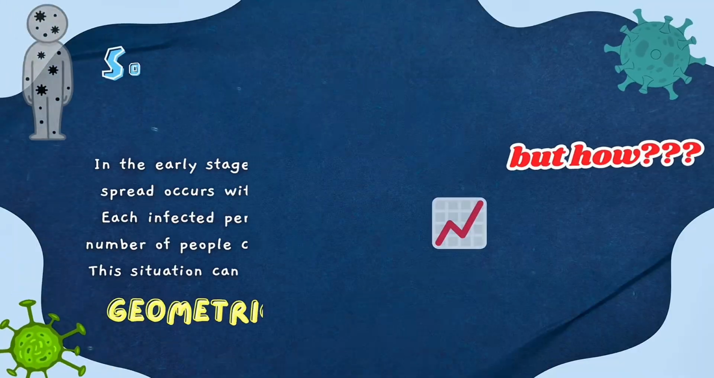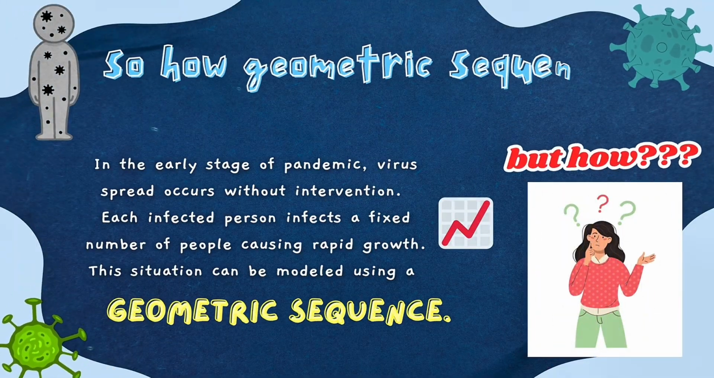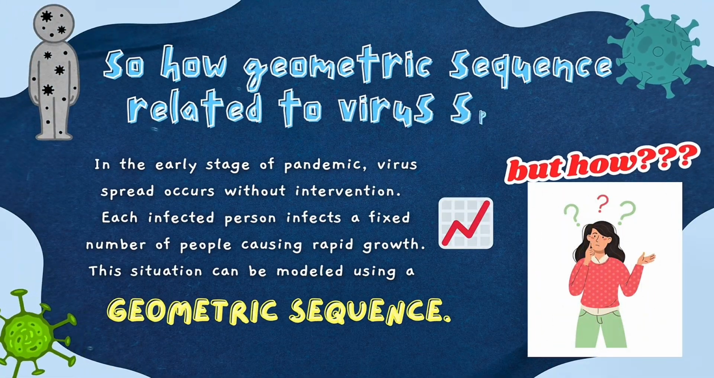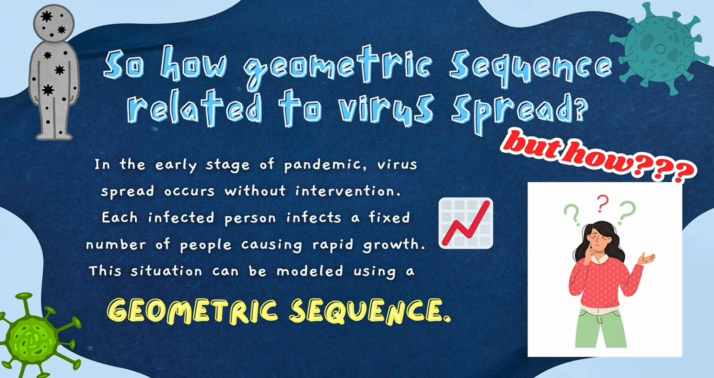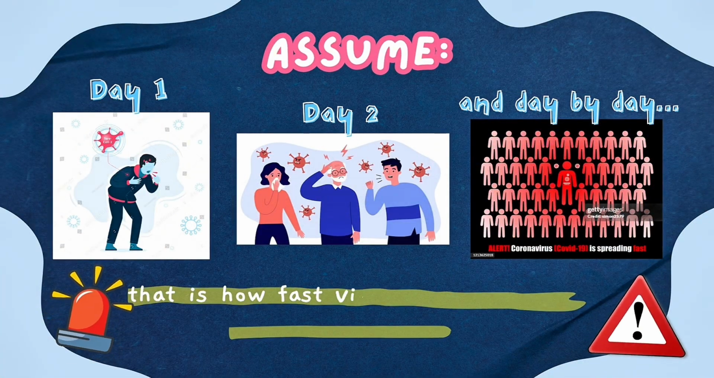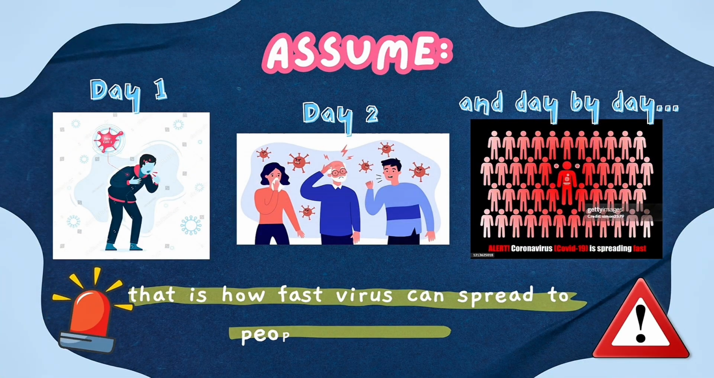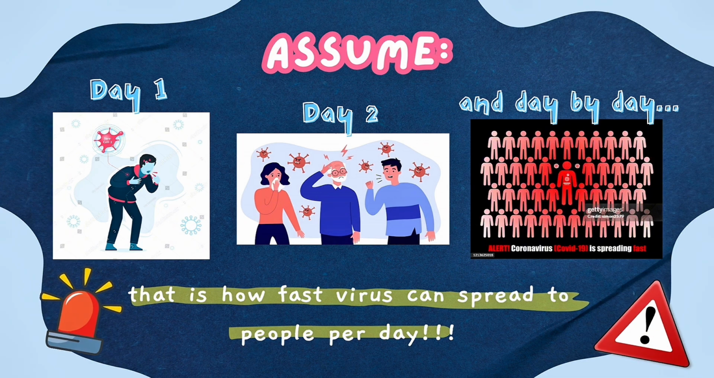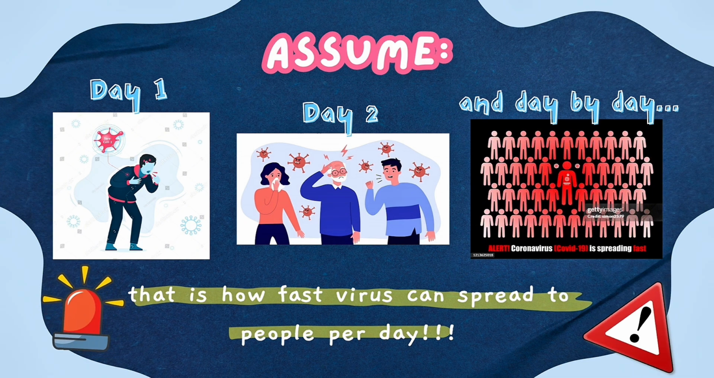In the early stage of a pandemic, virus spread occurs without intervention. Each infected person infects a fixed number of people, causing rapid growth. This situation can be modeled using a geometric sequence. But how? This assumption allows us to model the spread of the virus mathematically. Look at day 1, day 2, and day by day. That is how fast a virus can spread to people per day.